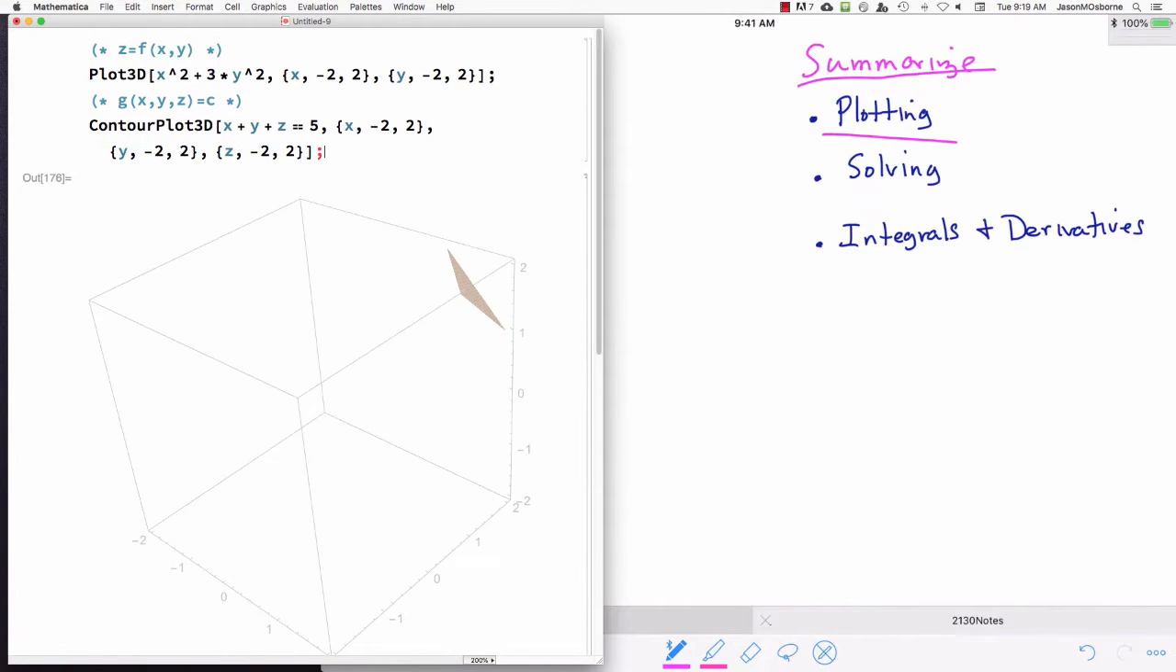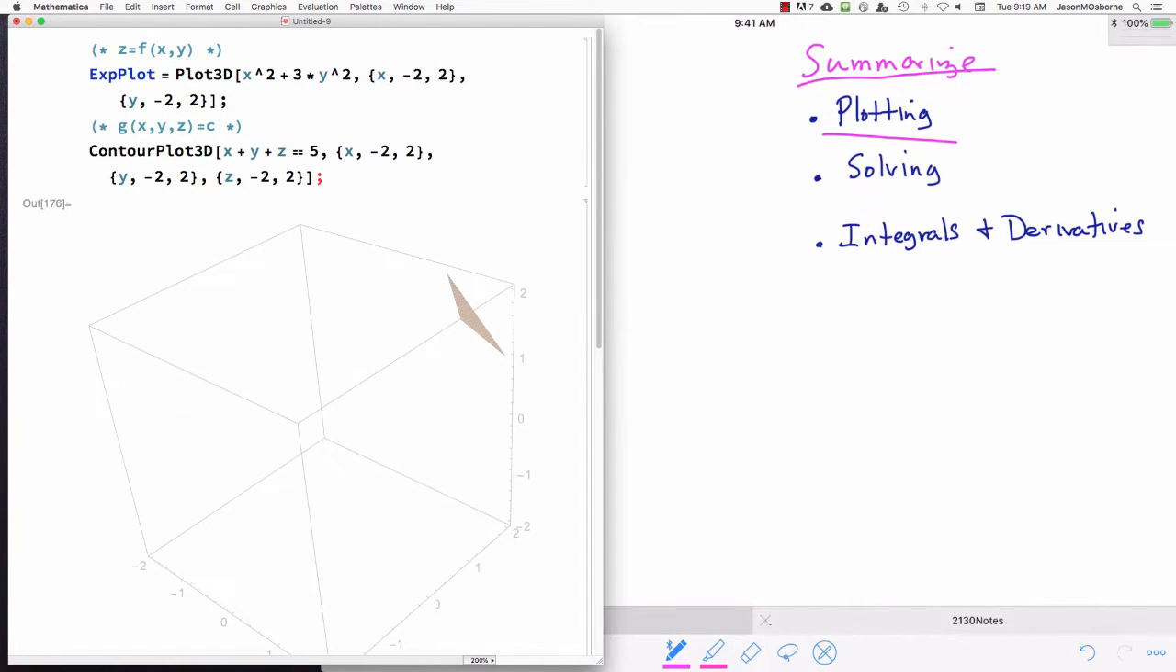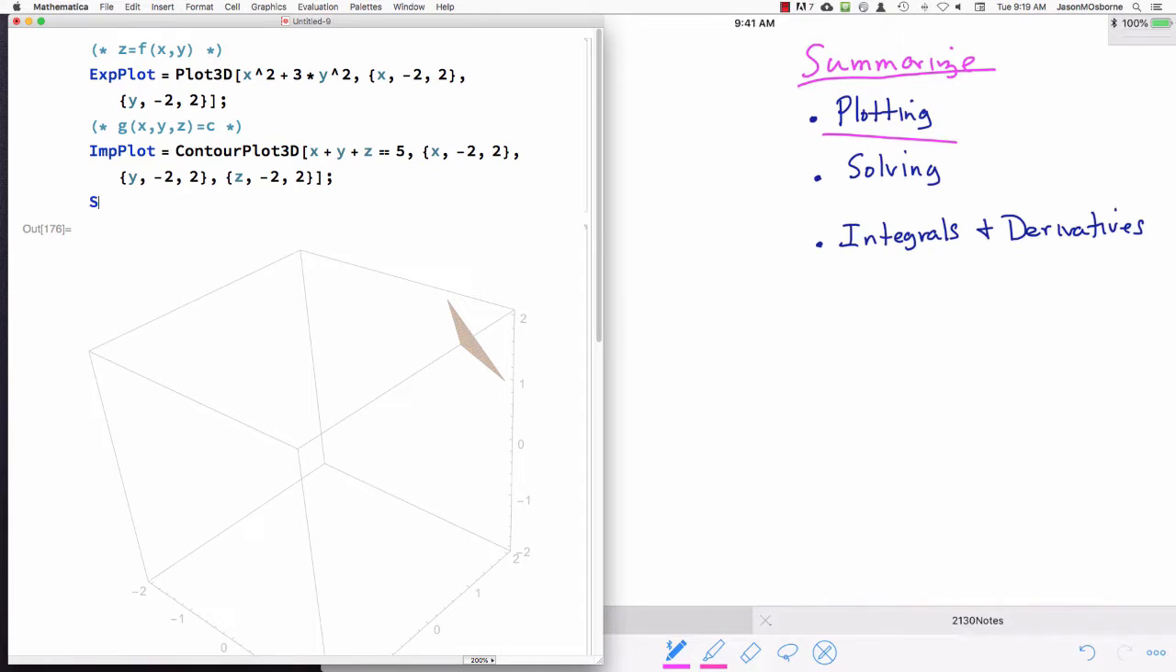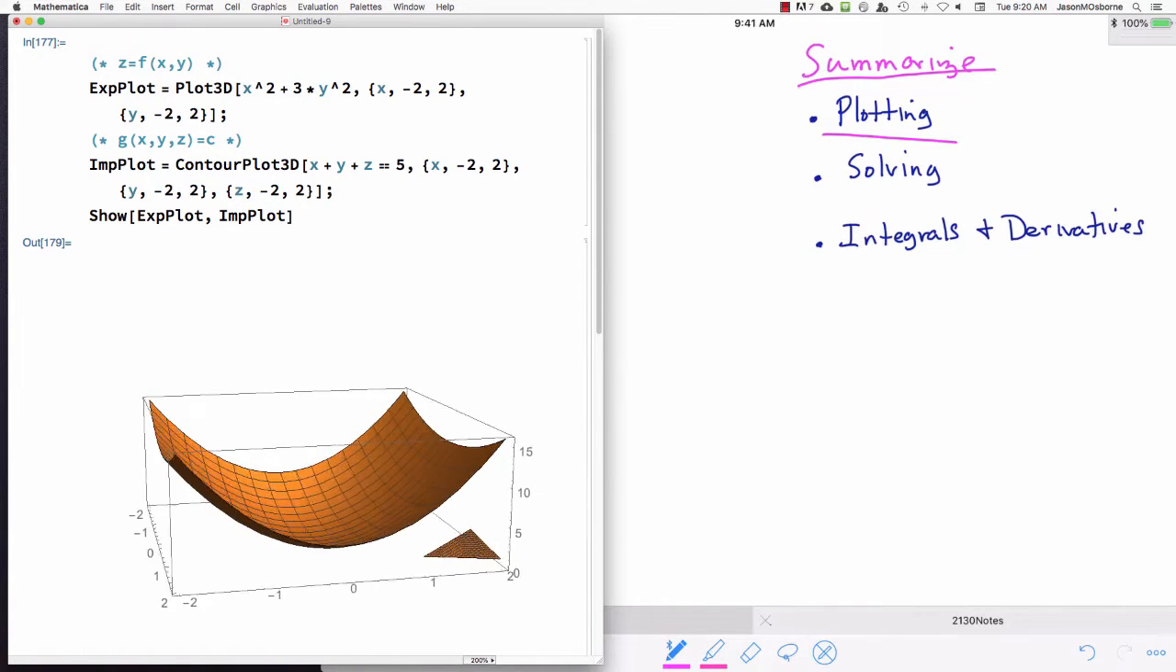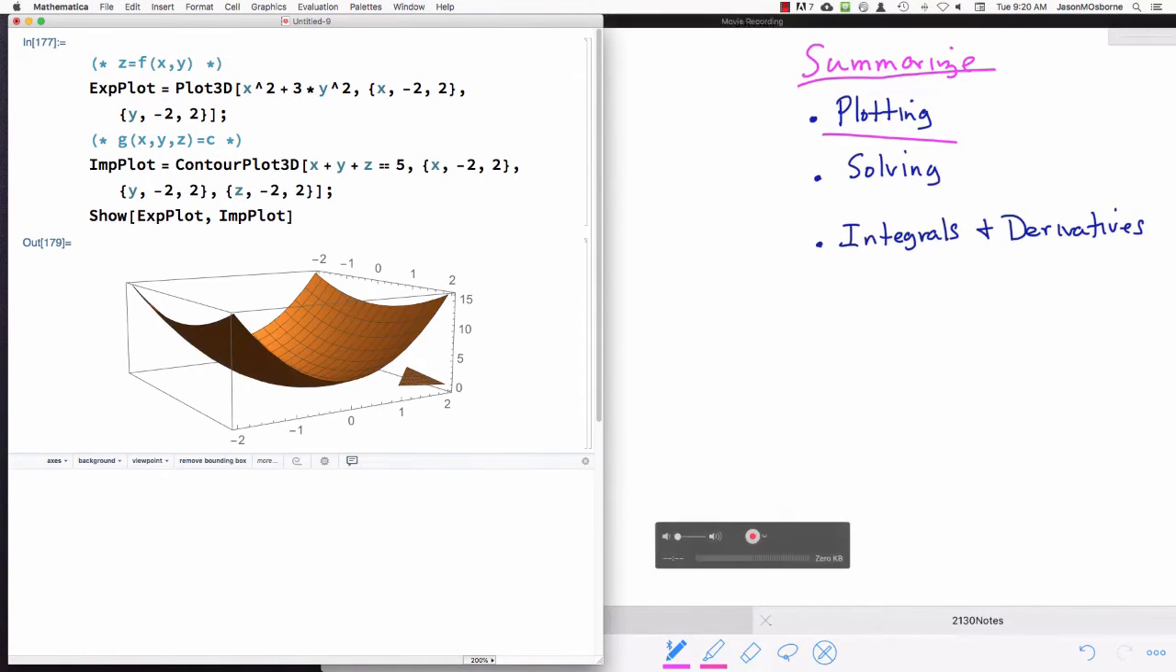You can give these plots names. Call this one the explicit plot, and the contour plot is an implicit plot, imp plot. Now these plots have names, and you can show the two plots together by saying Show the explicit plot and the implicit plot together, and there are the two plots shown on the same graph. So that's a summary of your plotting.